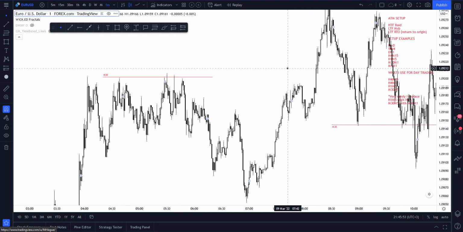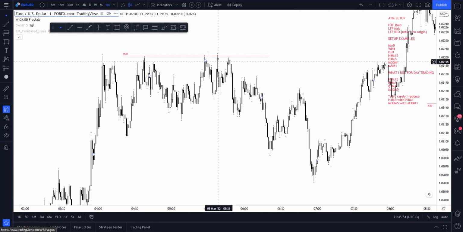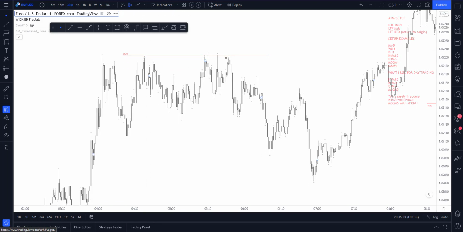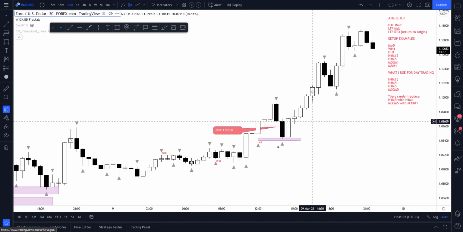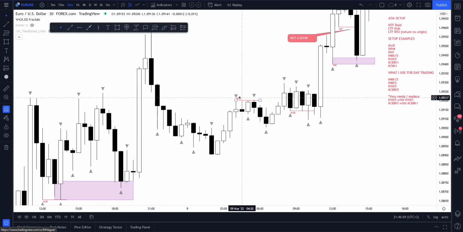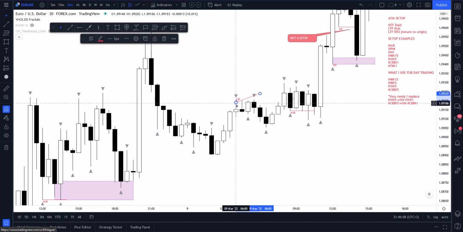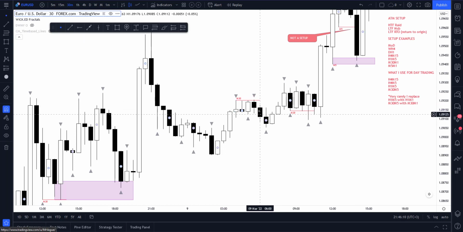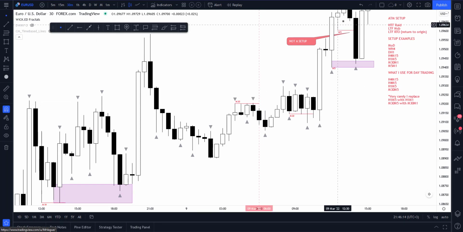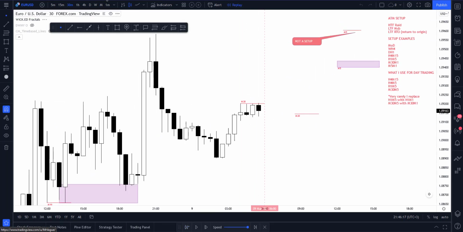Let's look at this example. So there might be multiple touches to the 30-minute high. Let's look at that. It doesn't matter, it doesn't change the setup, but it might be a different example for you. This candle would be the candle we would stalk for an entry.